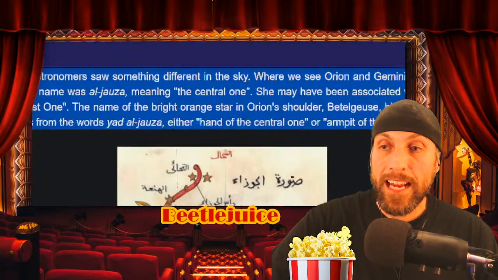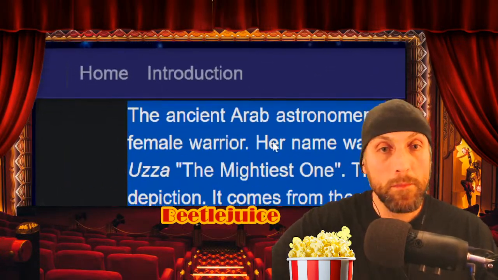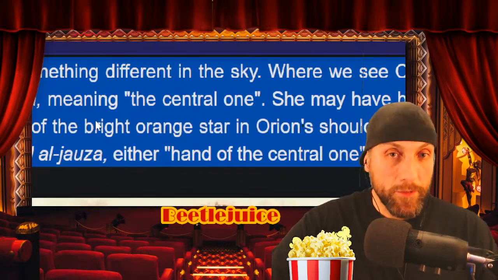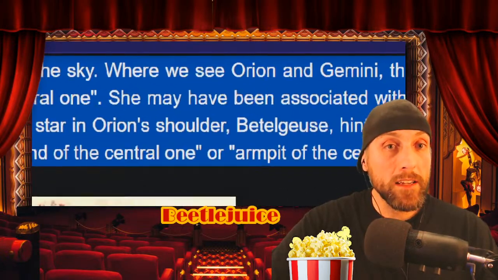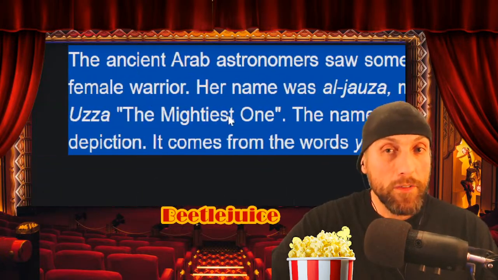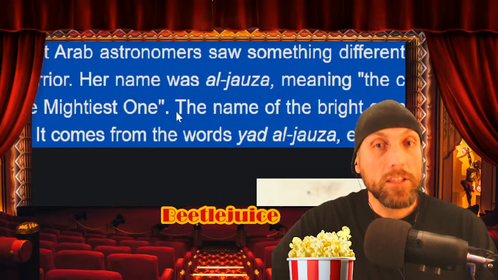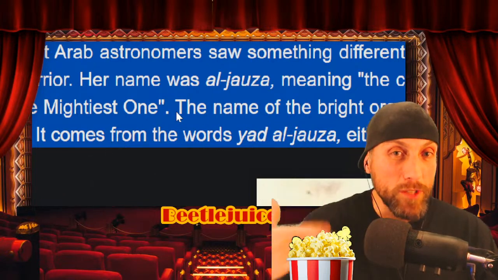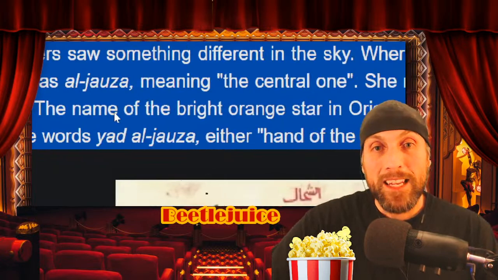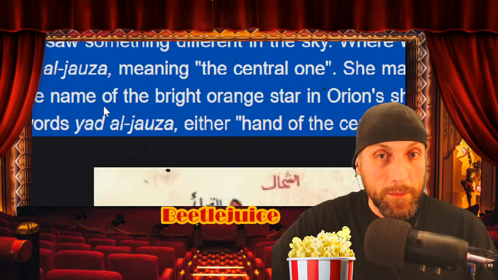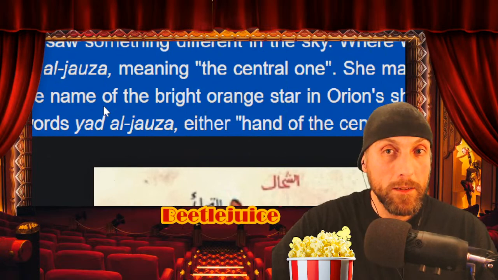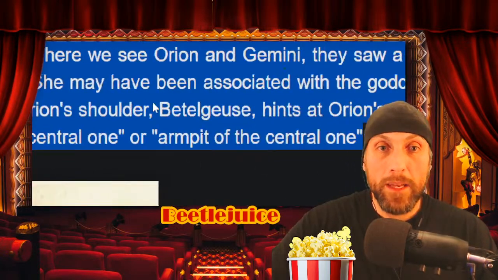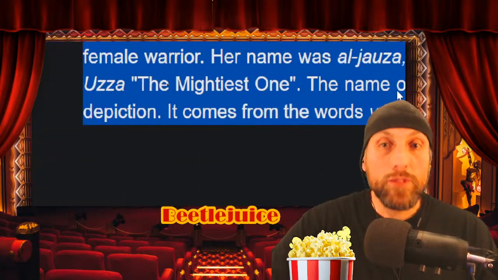Now, let's start in Arabic, because I believe that that's where most of my research was heading towards. The ancient Arab astronomers saw something different in the sky. Where we see Orion and Gemini, they saw a female warrior, and her name was Al-Jawza. See, so you can kind of hear the juice in the Jawza part of it, right? Meaning the central one. Al-Jawza means the central one. See that? How it kind of turns into juice, right? All right, so she may have been associated with the goddess Al-Uzza, the mightiest one.